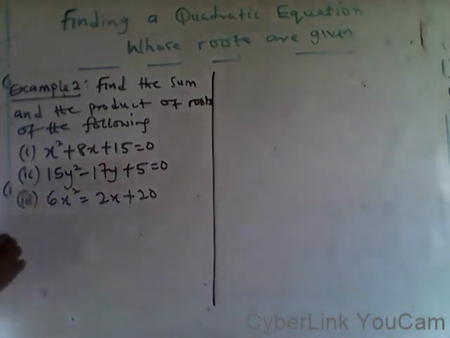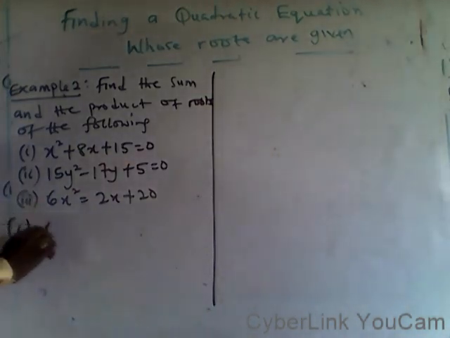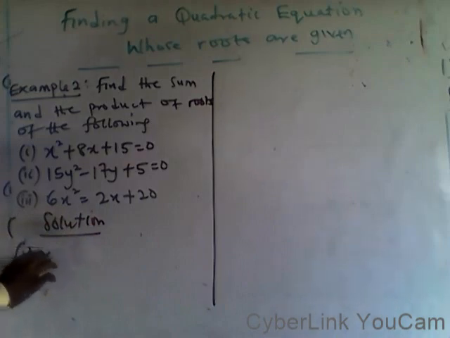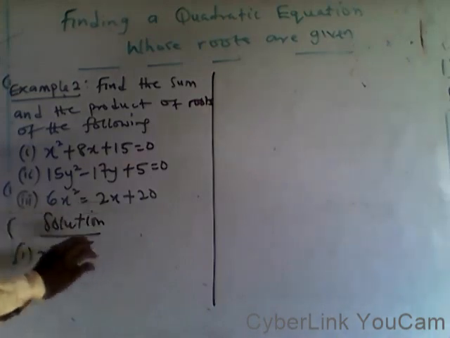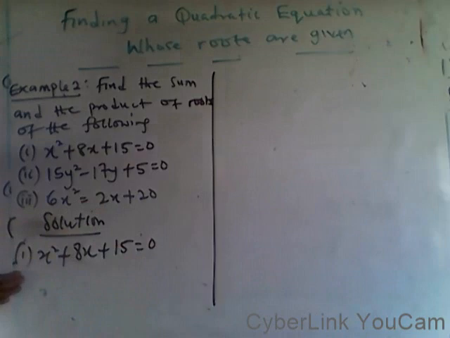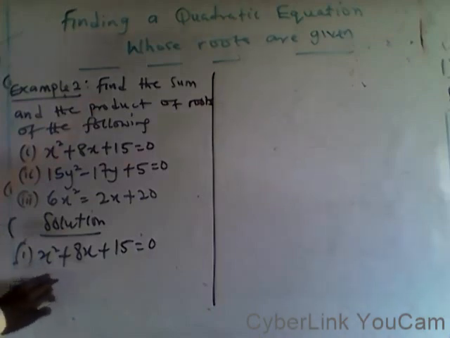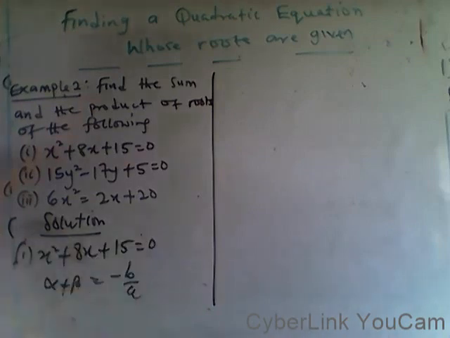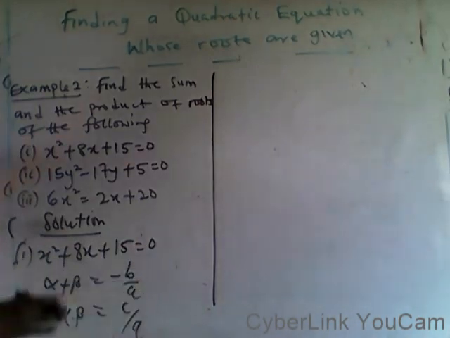Now, from the first one, you have your x squared. Let's write the solution. Number 1, you have x squared plus 8x, then plus 15 equals 0. So how do you solve this? If you are to find the sum of the roots, from what we have done so far, the sum of the roots we say is minus b over a, right? And we say that the product of the roots is c over a. So this is what we are looking for.